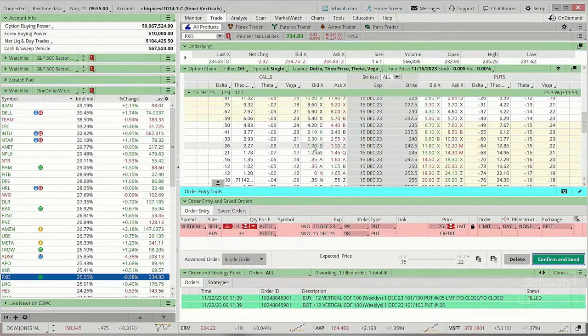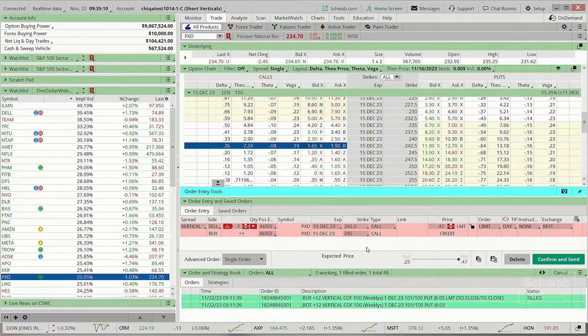Okay, but let's just see what it looks like here. I'm going to come up here and do a right click at the 240-250 right there. Once you sell vertical, now we've got a credit here of 50. Let's lock that in. If we can get filled at the mid, we'll be looking at 50. So let's look at our return on risk in relationship to this.